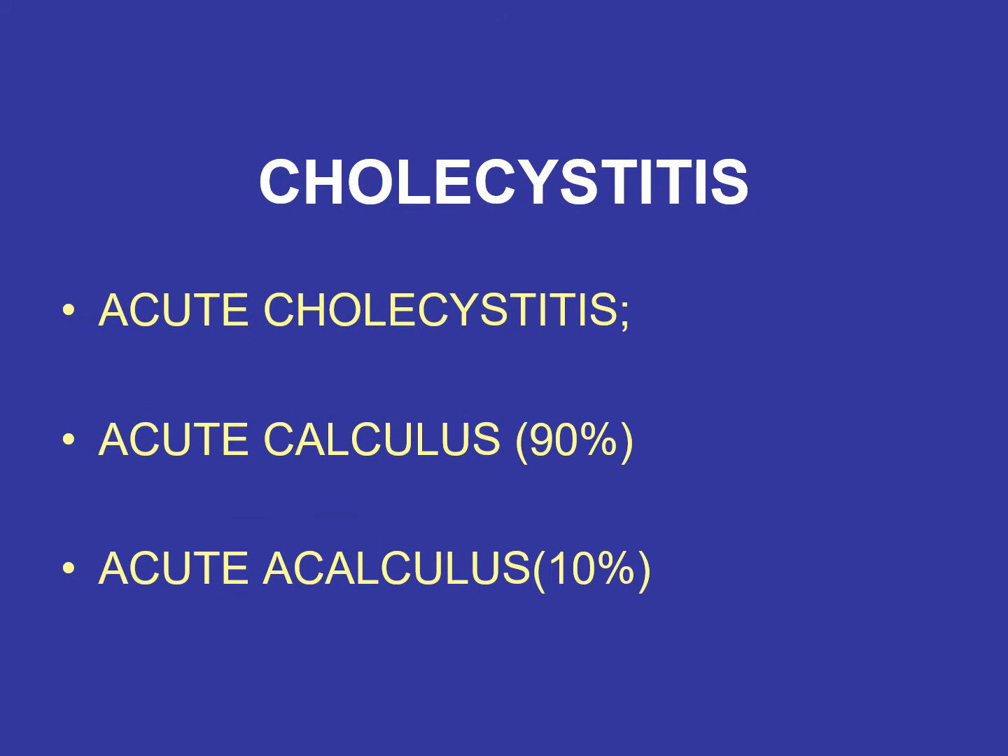Now we come to cholecystitis. The cholecystitis can be divided into acute and chronic. The acute cholecystitis is again divided into acute calculus and acute acalculus. As the name implies, acute calculus is because the underlying pathology is the presence of gallstones, while the acute acalculus is without the presence of any sort of calculus.